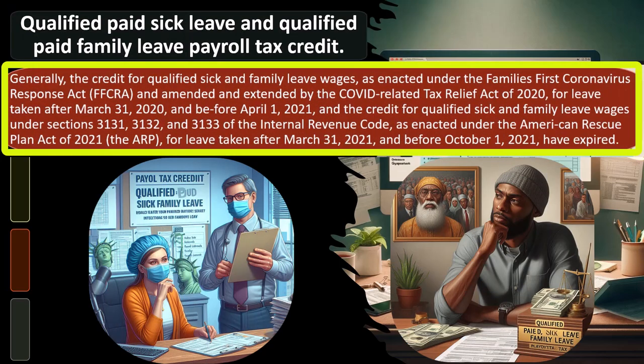So generally, the credit for qualified sick and family leave wages as enacted under the Families First Coronavirus Response Act, the FFCRA, and amended and extended by the COVID-related Tax Relief Act of 2020 for leave taken after March 31st, 2020 and before April 1st, 2021, and the credit for qualified sick and family leave wages under sections 3131, 3132, and 3133 of the Internal Revenue Code as enacted under the American Rescue Plan Act of 2021, the ARP, for leave taken after March 31st, 2021 and before October 1st, 2021 have expired.